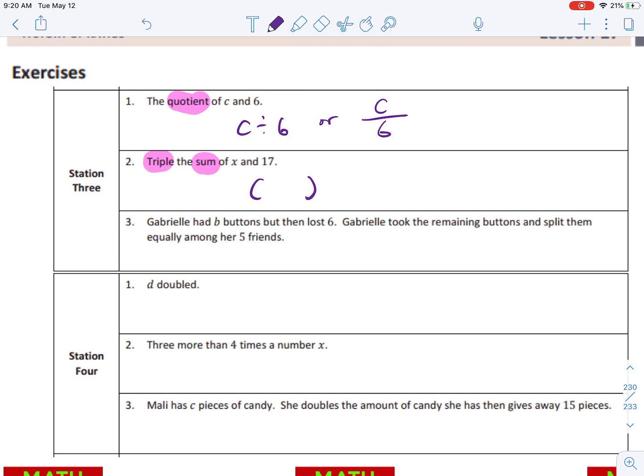The sum of x and 17 is going to be in parentheses, and we're going to triple that by writing a 3 on the outside. So you're going to multiply that 3 by x plus 17. Okay?